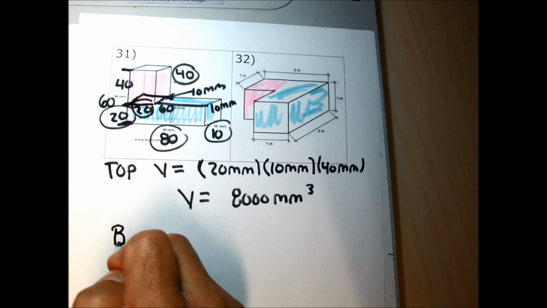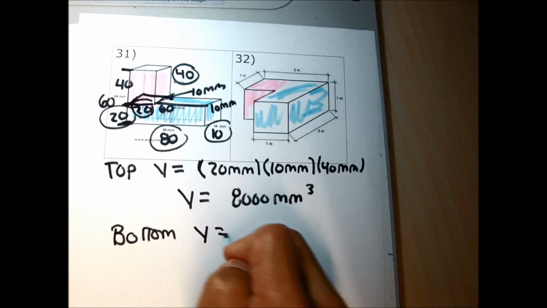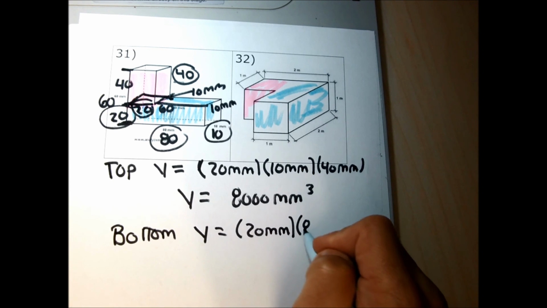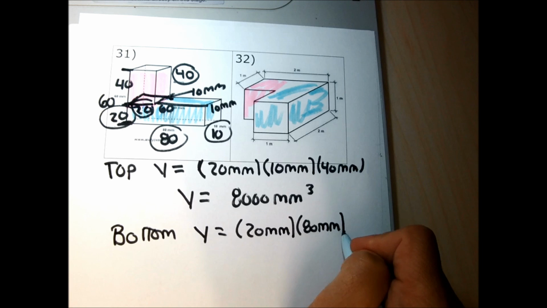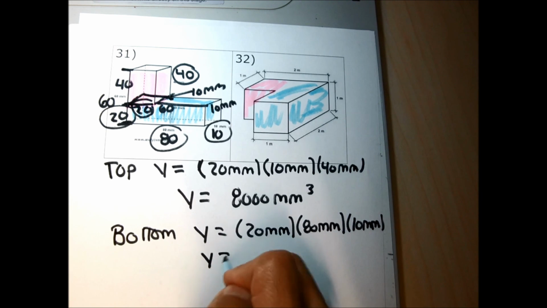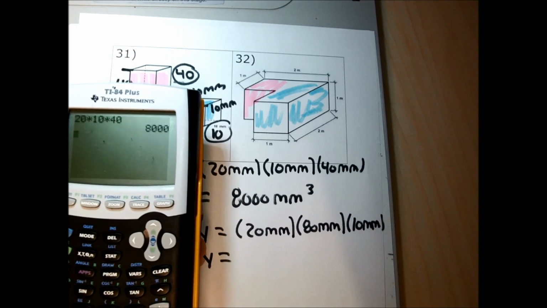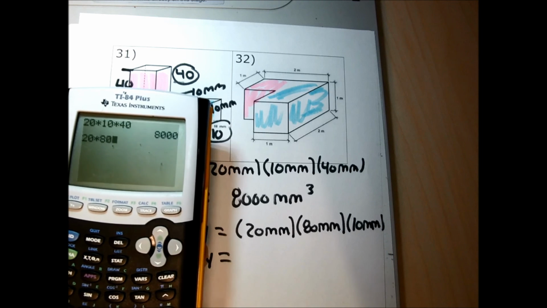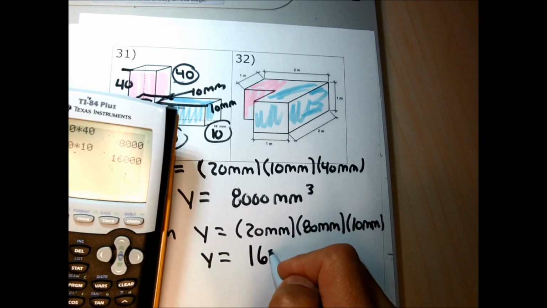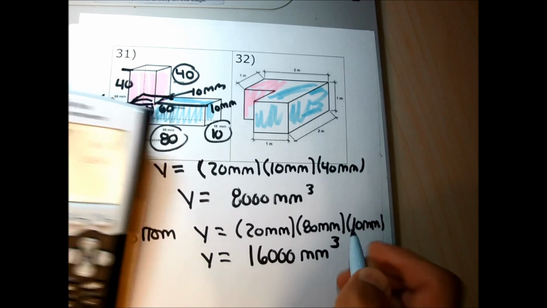So for the bottom, I don't really like this problem. It's 20 millimeters times 80 millimeters times 10 millimeters. These cuts are a lot harder. I couldn't imagine doing this on a test, but it's here, so we're doing it. And my bottom, it looks bigger, and it has a volume of 16,000 cubic millimeters.